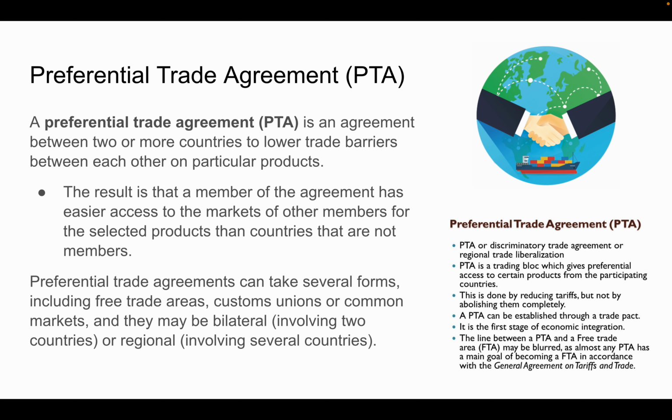So next I have PTA, which is not Parent-Teacher Association, but Preferential Trade Agreement. This is an agreement between two or more countries to lower trade barriers between each other on partial products. So the result is that a member of the agreement has easier access to the markets of other members for the selected products than countries that are not members. It can take several forms, including free trade areas, customs unions, and common markets. So it's basically kind of like an umbrella term. You can think of it that way.